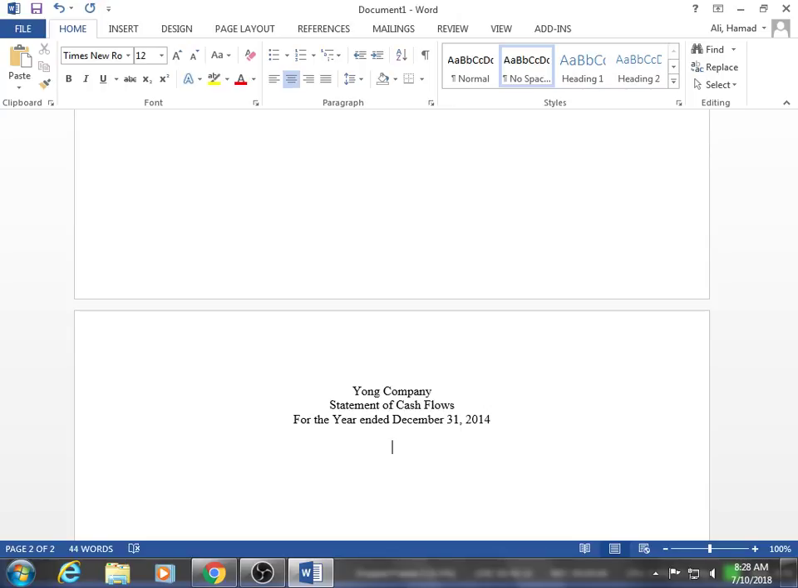Okay. Now we start with cash flows from operating activities, and we're going to use the indirect method. The practice that we did earlier was the indirect method. So we're going to go to cash flows from operating activities, number one.